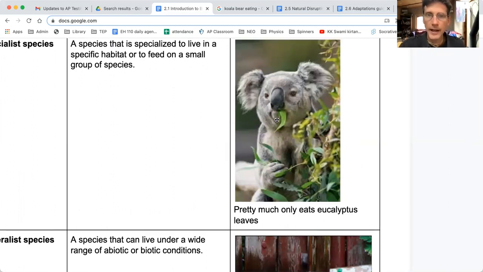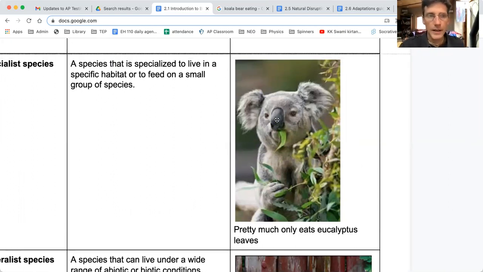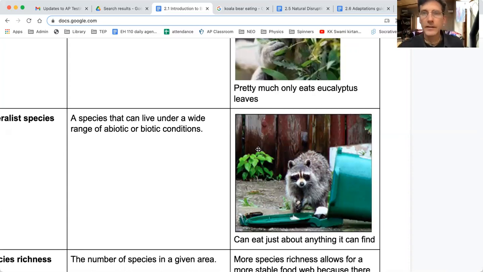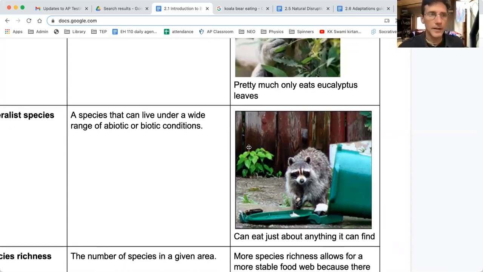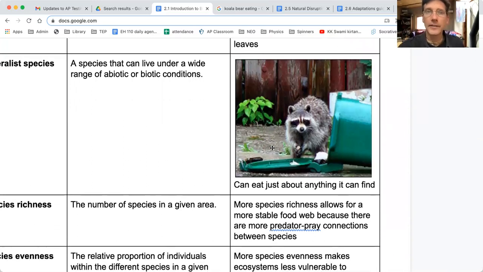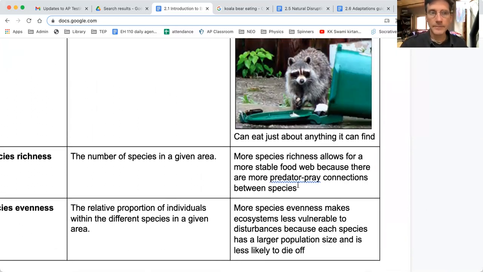He's very adapted to that. His body is very tuned into that. Whereas a generalist species like this raccoon can eat just about anything it can find. Its body has to have a little bit more, I guess you could say, flexibility built into it. So we'll learn a little bit later in the class about some of the advantages that specialists have over generalists, even though it seems like generalists kind of have it made because they can be less picky.